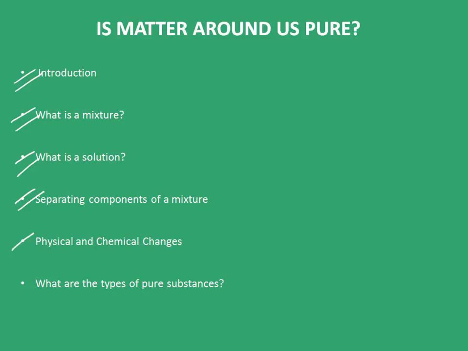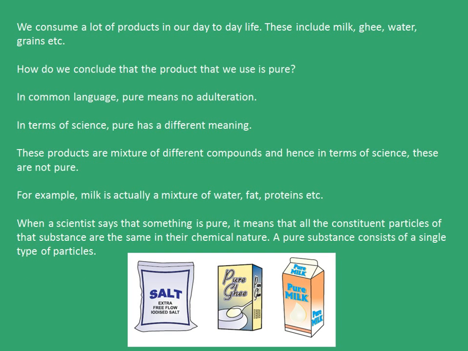We will learn about physical and chemical changes, and in the end, we will end the chapter with what are the types of pure substances. So let's begin. We consume a lot of products in our day-to-day life. These include milk, ghee, water, grains, and many more. So how do we conclude that the product that we use is pure?